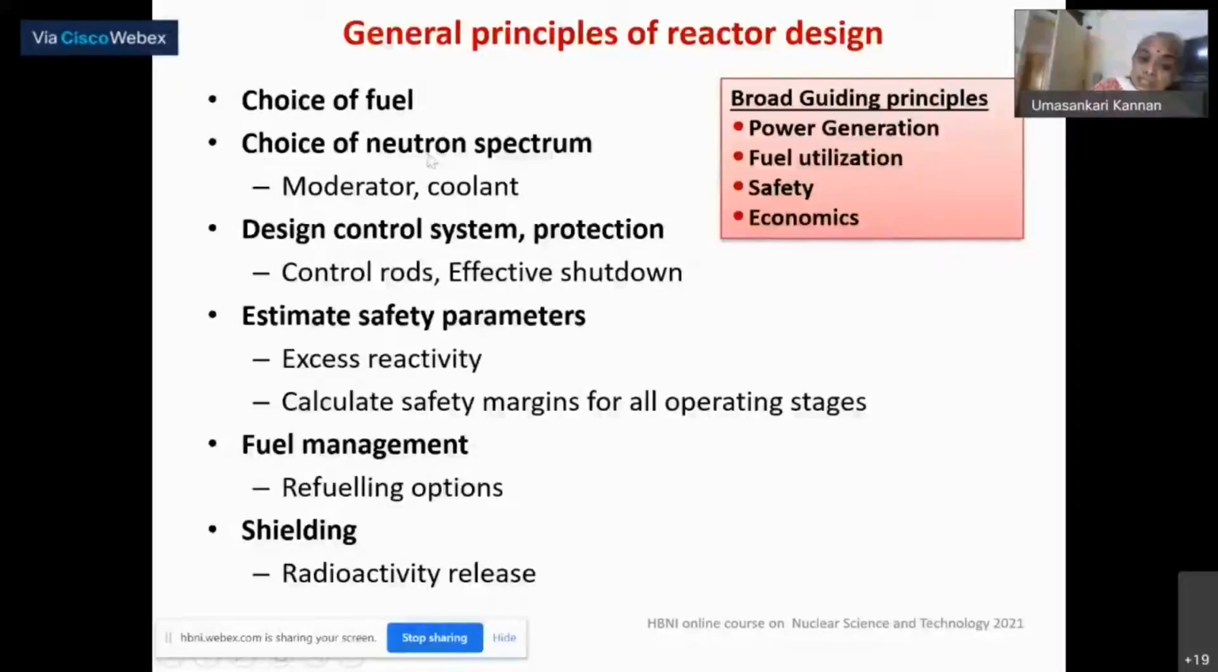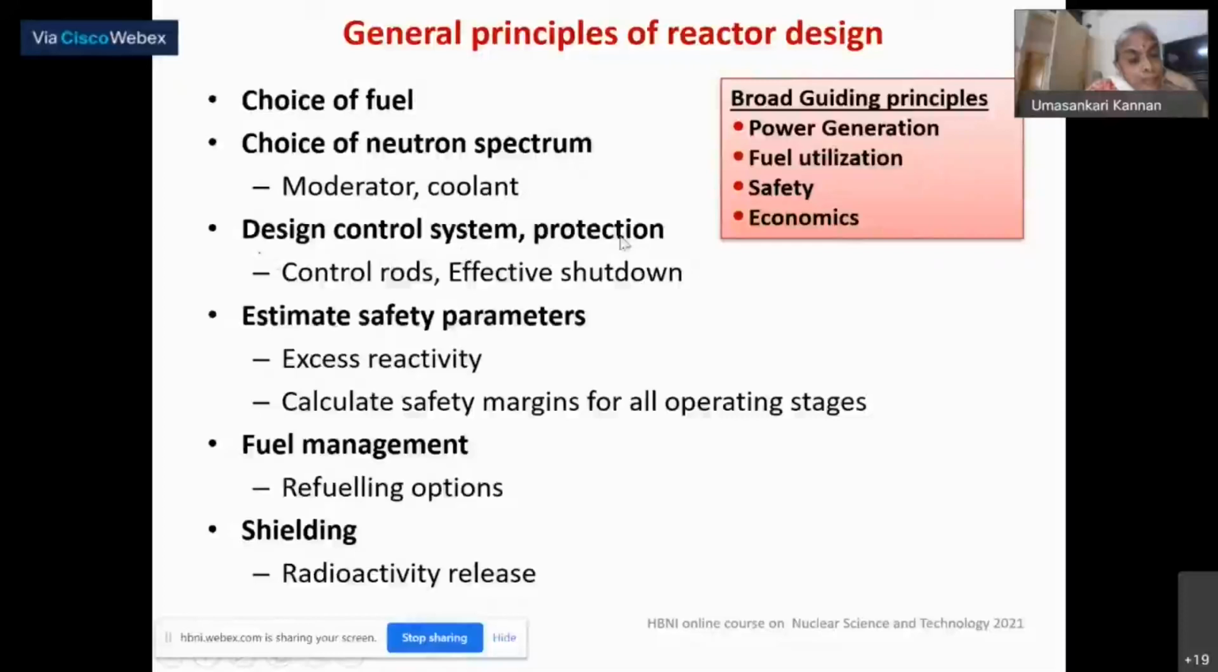Then we choose the neutron spectrum. What is the moderator? What is the coolant? Whether we want a light water based reactor or a heavy water based reactor or a molten salt reactor or different types, like the fast breeder reactor, which has liquid sodium as a coolant. So when you're choosing the neutron spectrum, automatically your moderator and coolant get fixed.